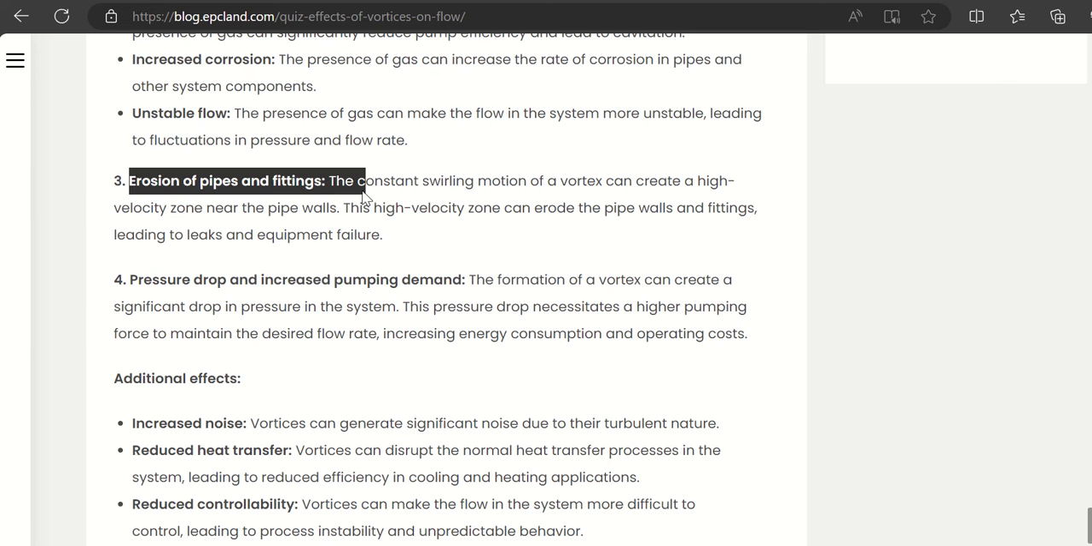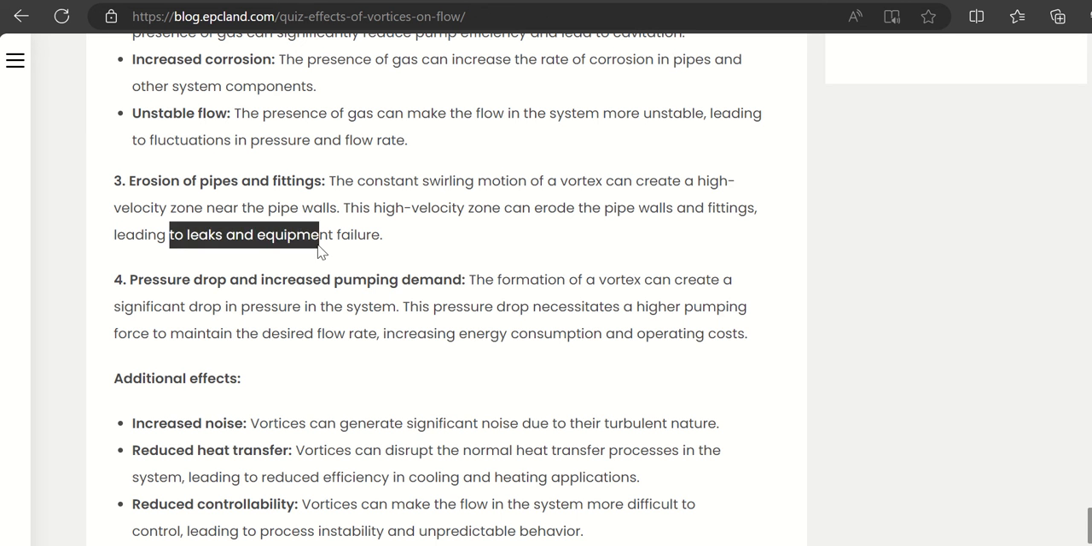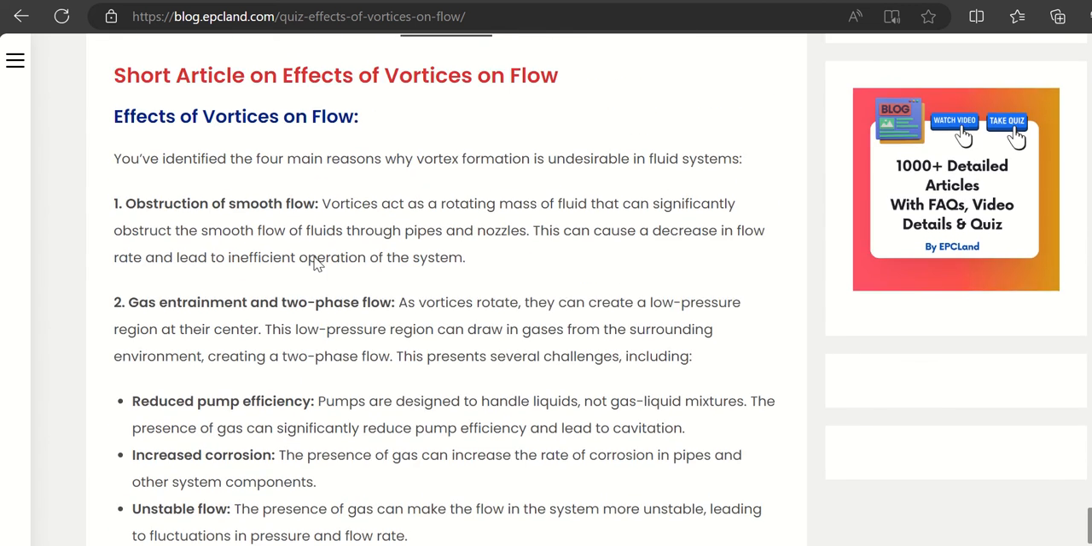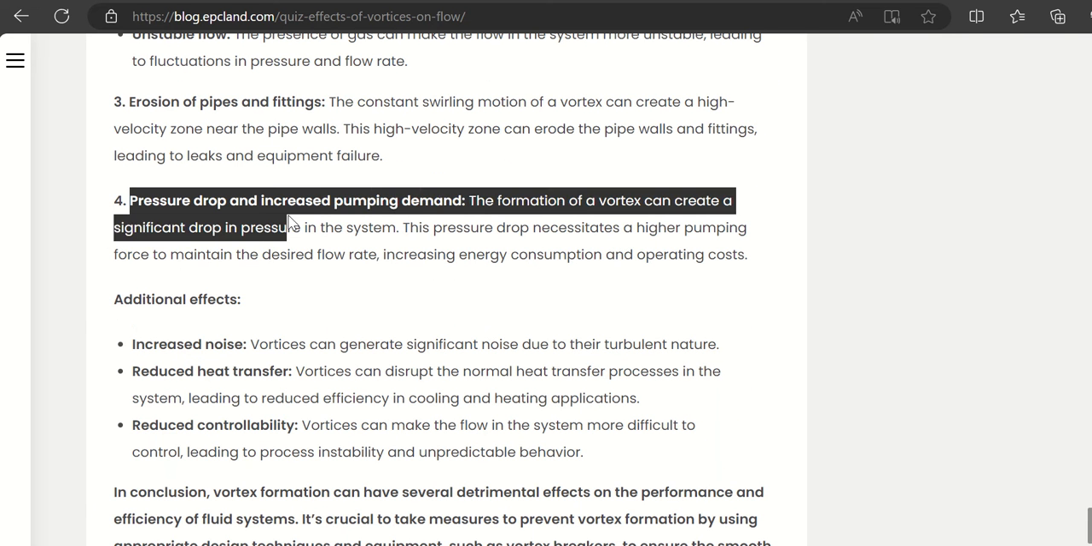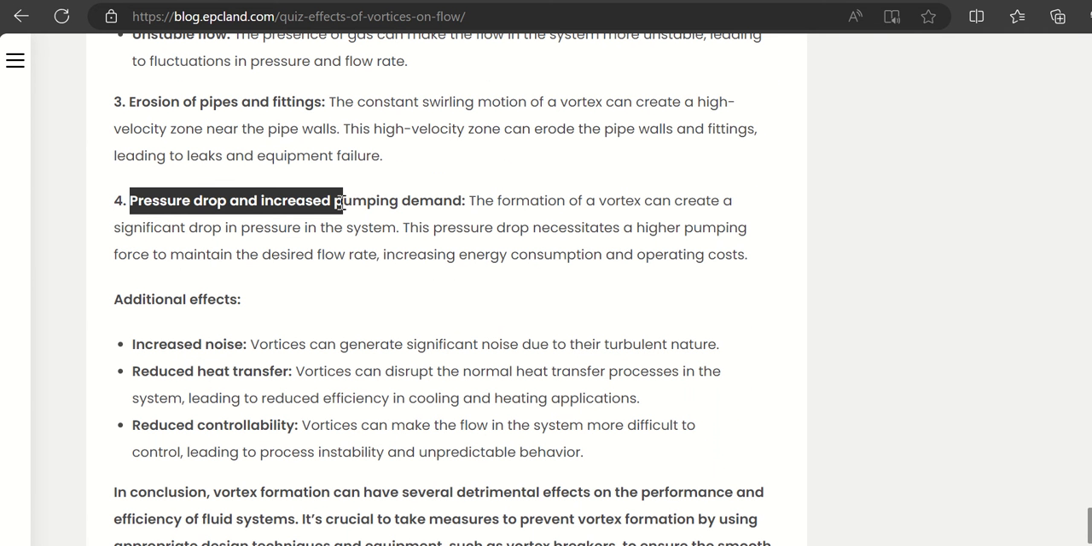Third point is the erosion of pipes and fittings. Once the swirling motion of the vortex is there at high speed, it will cause a lot of wear and tear inside the pipe walls, which is again not a desirable condition, and can ultimately lead to leaks and equipment failure. So again, we are saying these vortices are not desirable. Fourth point is again related to the swirling motion. Once it is there, there can be pressure drop or increased pumping demand, which is again not a desirable condition.